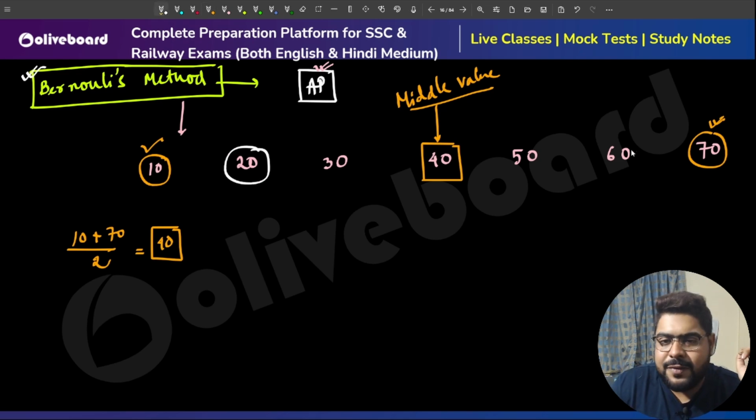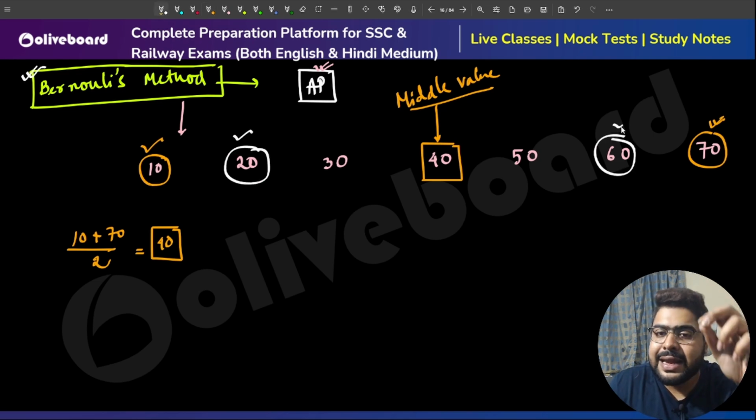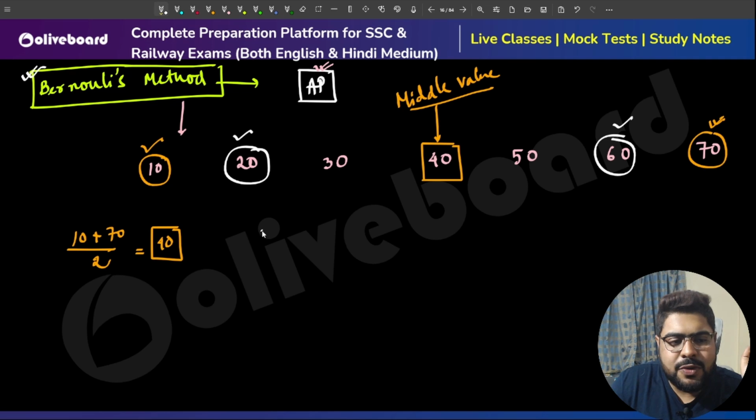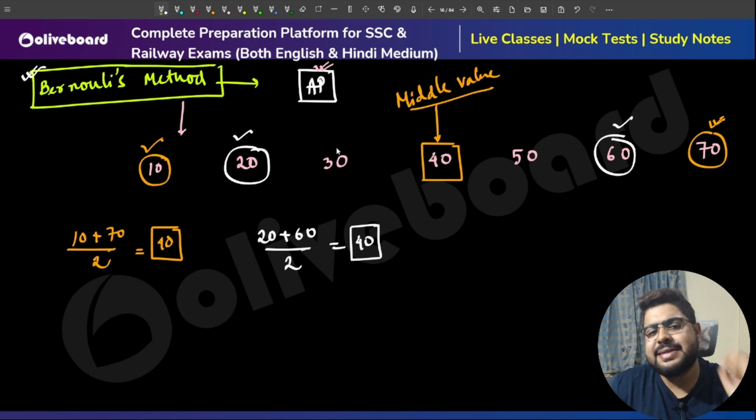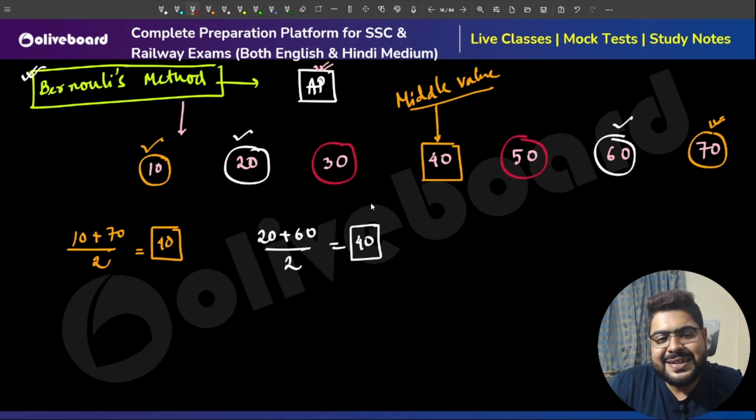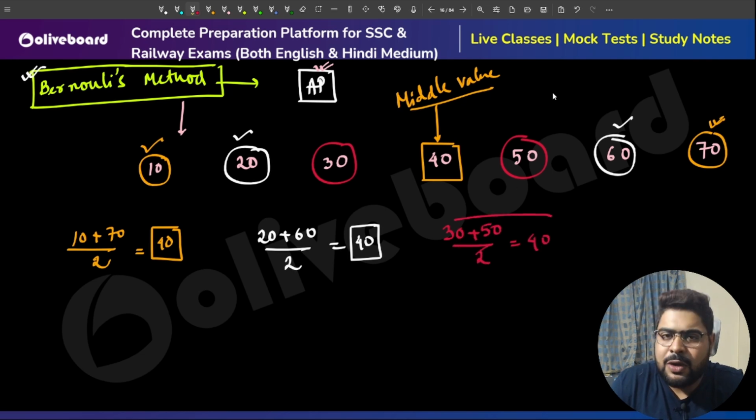You take the average between the second and the second last. Here also we are getting 20 plus 60 by 2. Again, 40. Again, you take the third and the third last. Again, you see we are getting 30 plus 50 by 2, that is 40. Now, why does this happen? There is a very simple logic, sir.